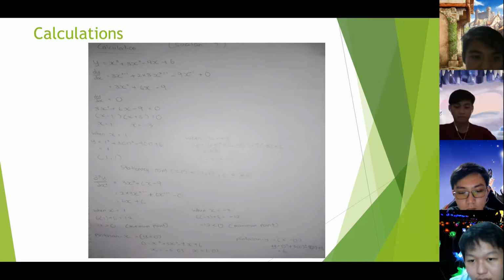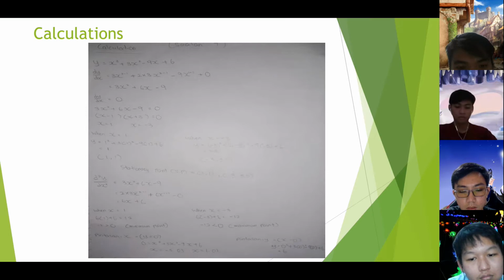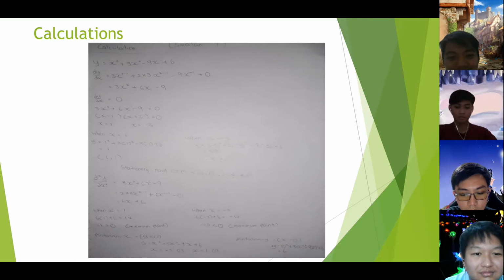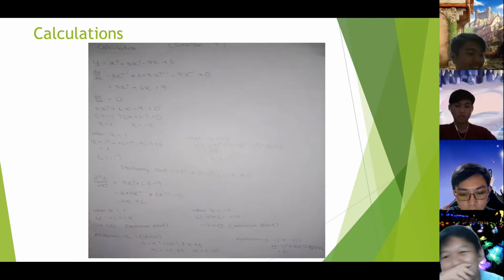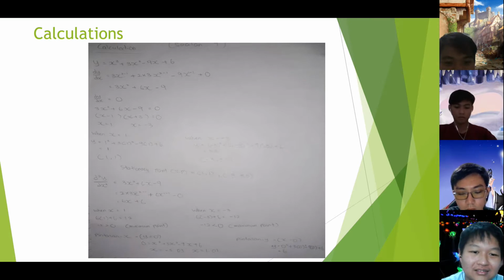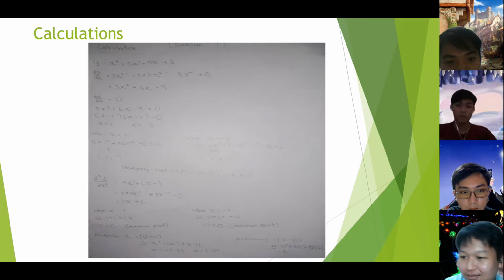When x is equal to 1, y will be equal to 1. And when x is equal to -3, y is equal to 33. So the stationary points are (1, 1) and (-3, 33).